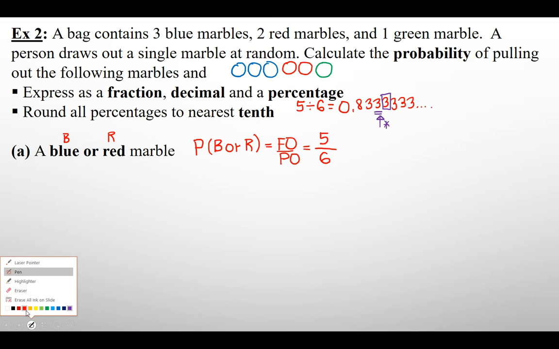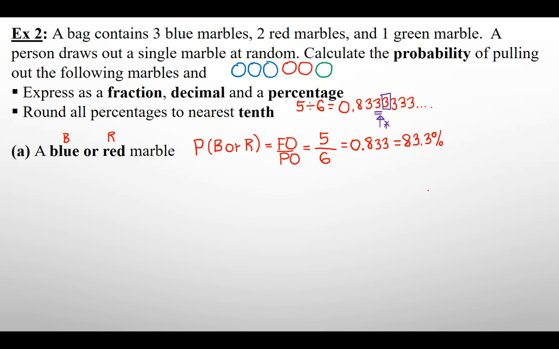So you're just going to leave it as, to the nearest thousandth of a decimal, 0.833. And then to turn this into a percentage, you just multiply by 100, and this would give you 83.3%.